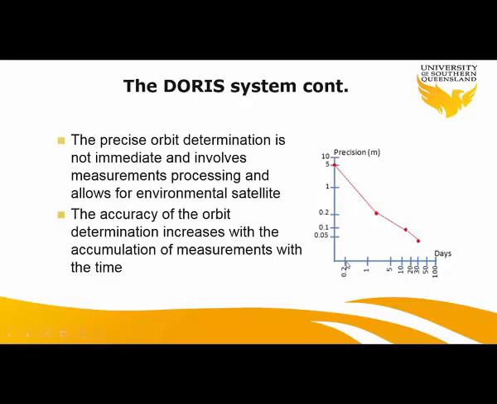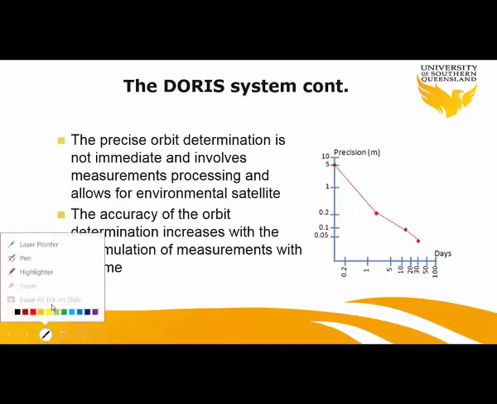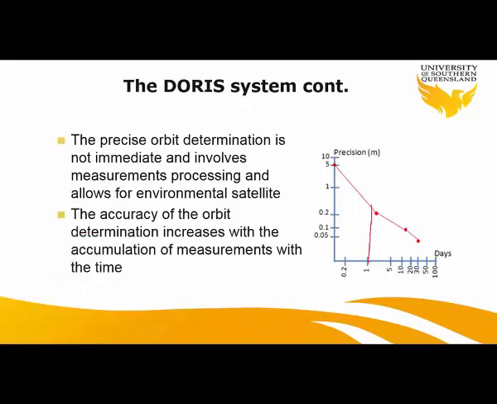If I have the DORIS system for only 1 day, it only gives you an accuracy of roughly 0.5 meter. But as you go further, like 10 days, it gets to roughly 10 centimeters. And at 30 days, it gets to an accuracy of roughly 5 centimeters. So the longer you leave it, the better the results. And we could achieve an accuracy of 1 centimeter in orbit determination after 30 days, I think.